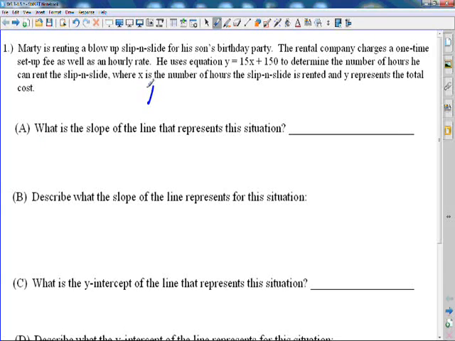Remember, it's y equals, oh, my pen, why is this not wanting to work here? Let's try it again. Okay, I'm getting a little frustrated here. Let's try this some more. Okay. There we go. Y equals mx plus b, where m is the slope and b is the y-intercept. Okay, 15 is my slope.